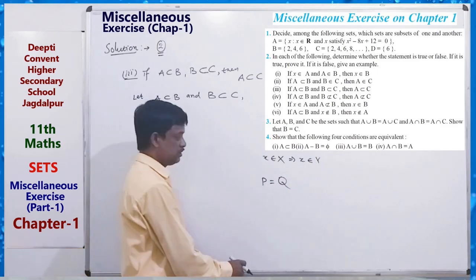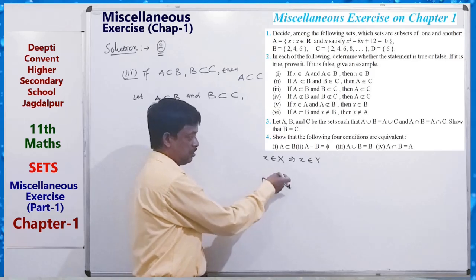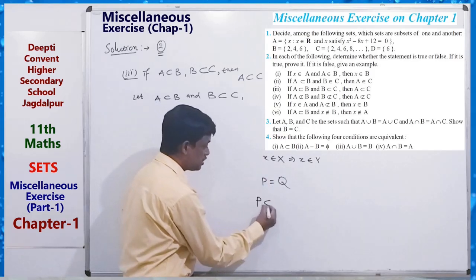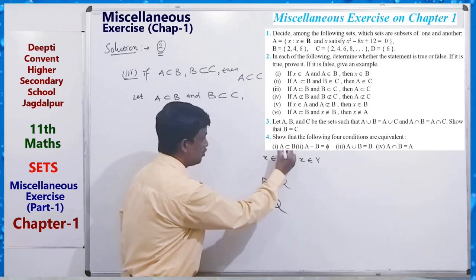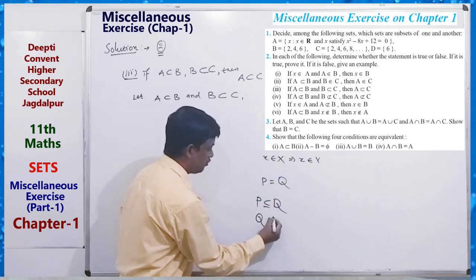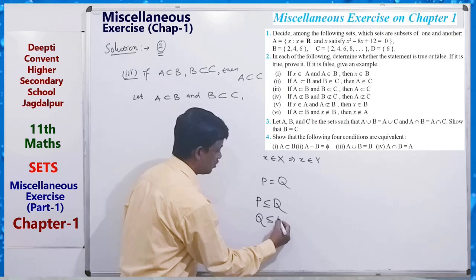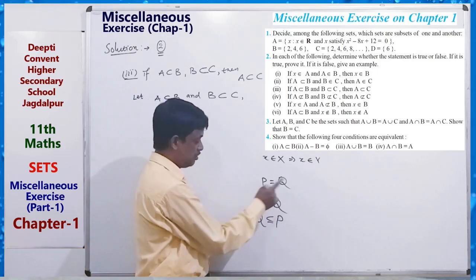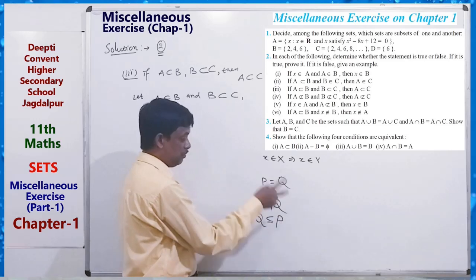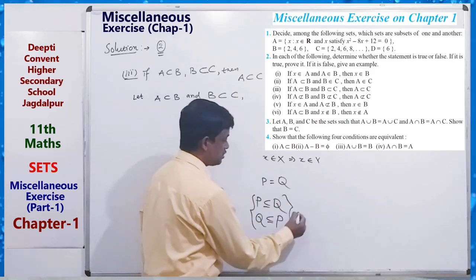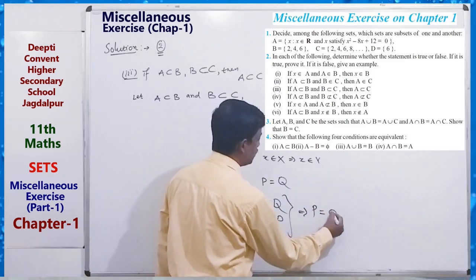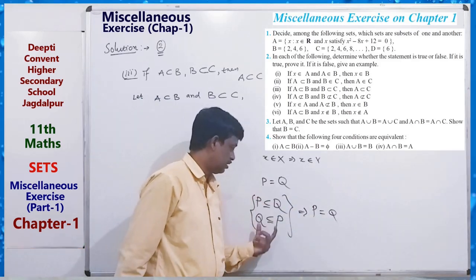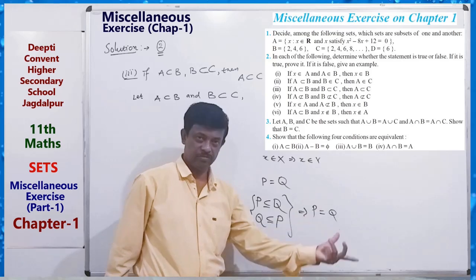Two sets are equal. That means what? Every element of this is also an element of this, and every element of this is also an element of this. That means P is a subset of Q and Q is a subset of P. Both. If these two conditions are satisfied, then this implies P equals Q. Clear? If P subset Q and Q subset P, then we can say P equals Q.